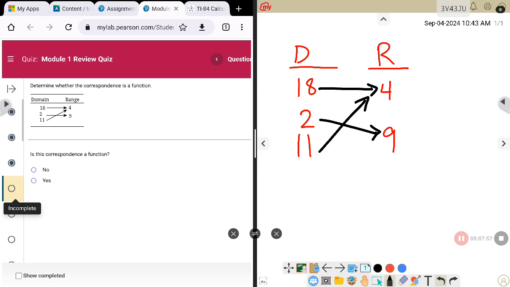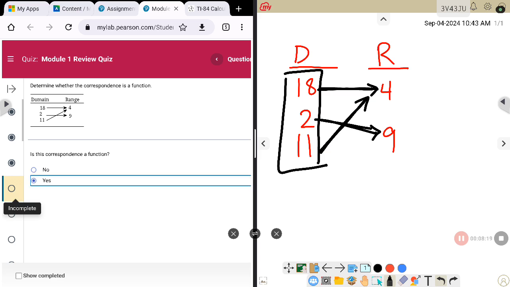It is a function because each one of the domain only goes to one value in the range. That is what a function says. For each value of the domain, it only corresponds to one element in the range.